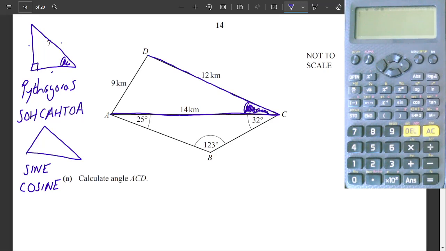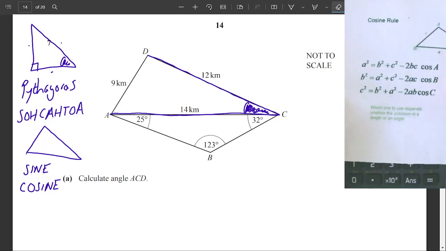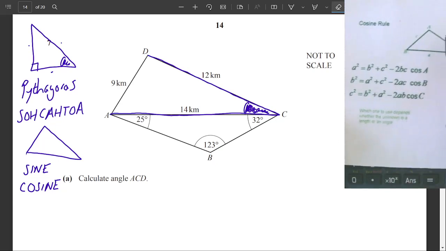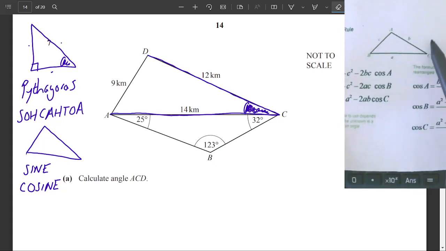Right, sine or cosine rule. For the sine rule, we need an angle. If you look at this 123 here and that 14, that's a classic sine rule triangle. We've got an angle on the opposite side, so we'll use the sine rule. But when we only have side lengths, no angles, the only option here is to use the cosine rule. We work with sides.